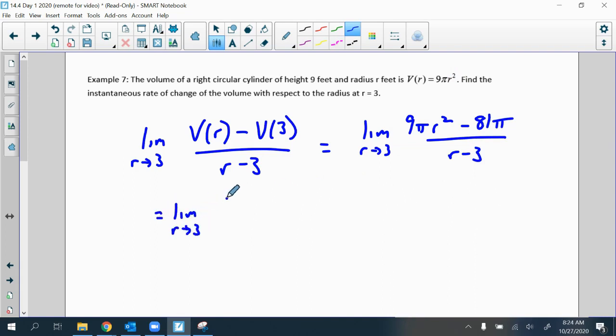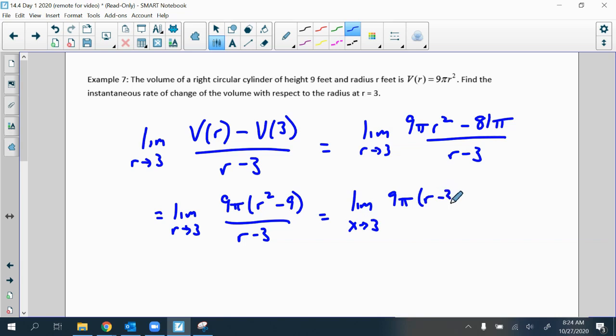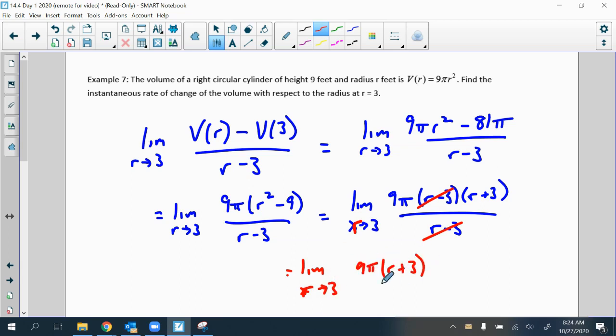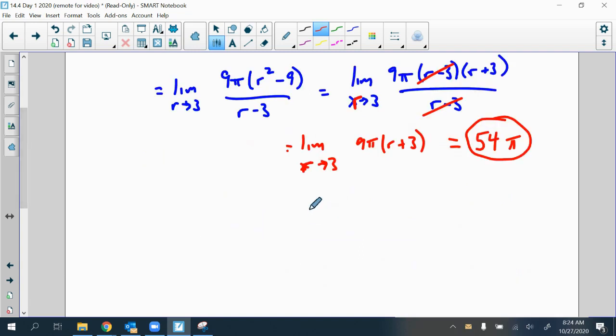Limit as r approaches 3 of 9 pi is factorable out of this. So I have r squared minus 9 over r minus 3. And as you can see, what we're noticing every single time we do this is that something ends up canceling out with the denominator. If it doesn't, we probably did it wrong in one of these problems. So now I have the limit as r approaches 3 of 9 pi times r plus 3. So I just plug in 3 and I get 9 times 6, 54 pi. So that's the instantaneous rate of change of the volume with respect to the radius. So in calculus, we would say that's dV dr, but you don't need to know that yet. So dV dr would be 54 pi.